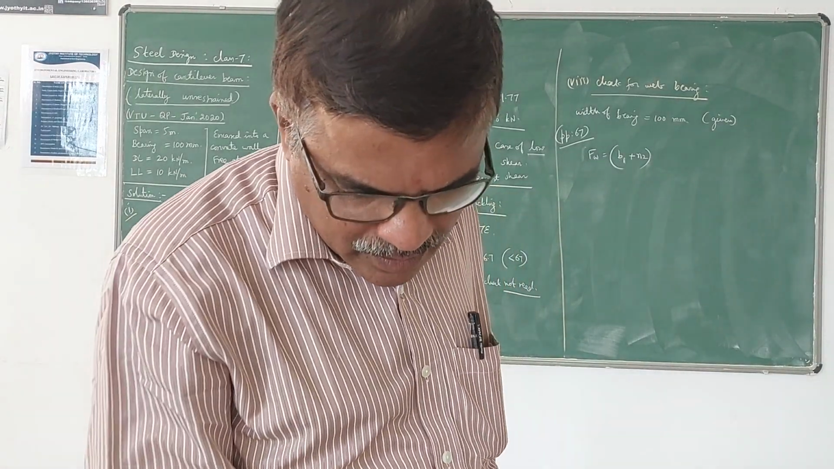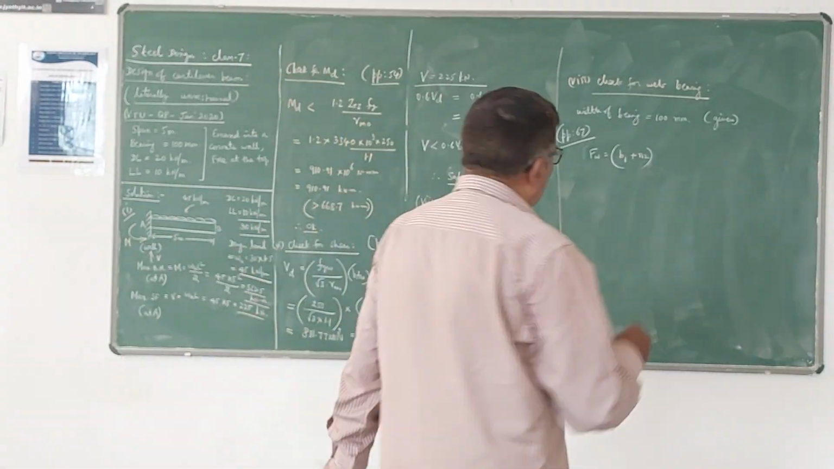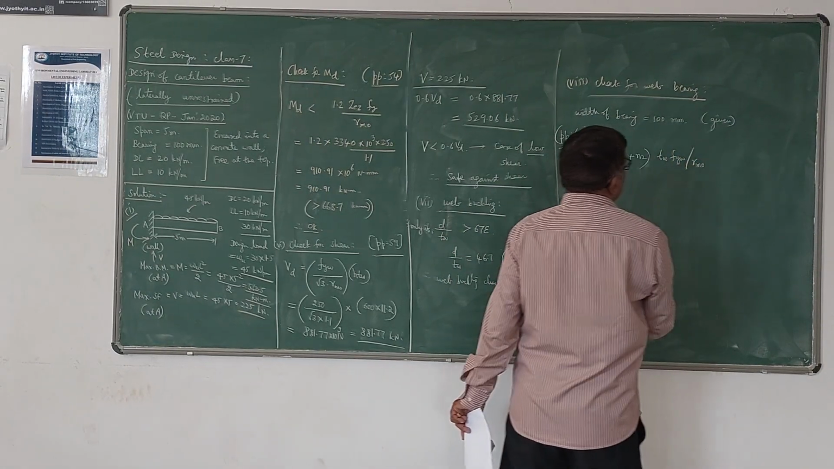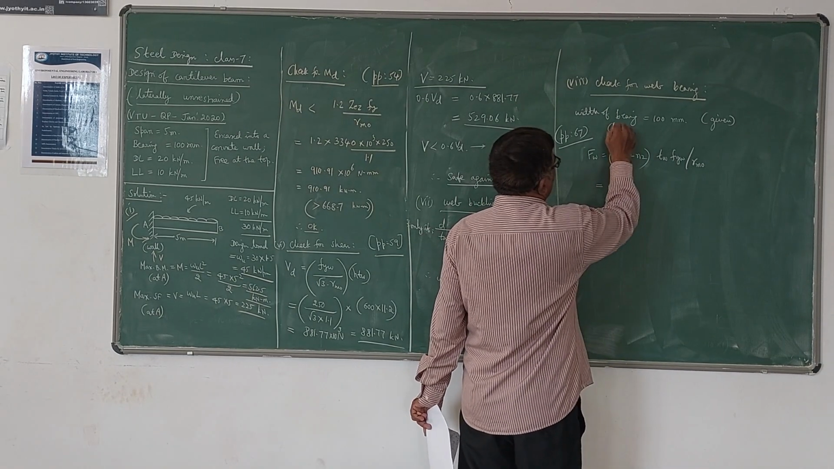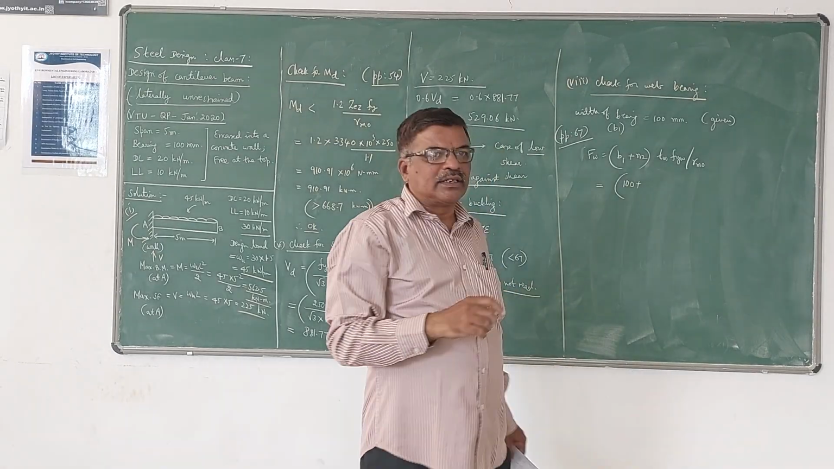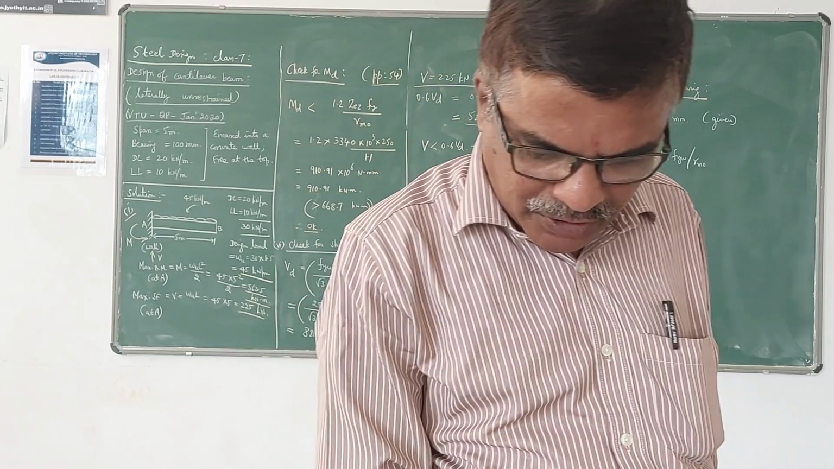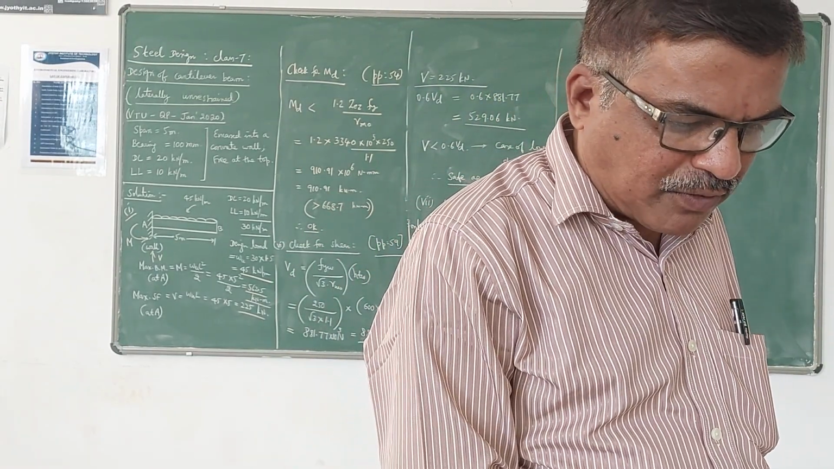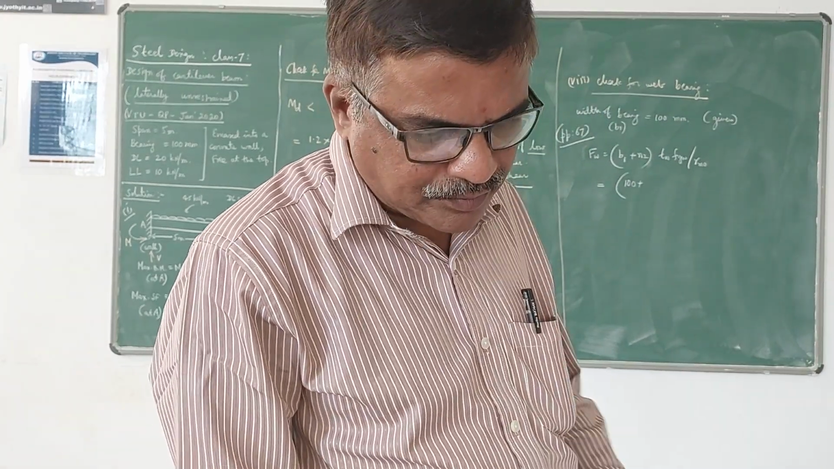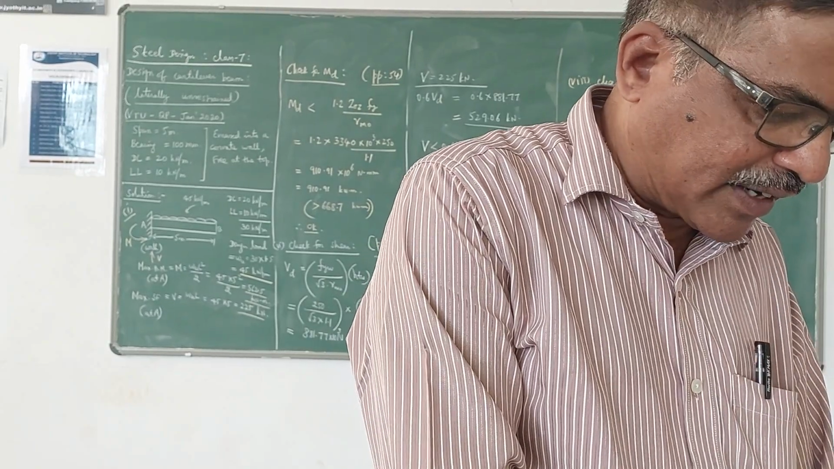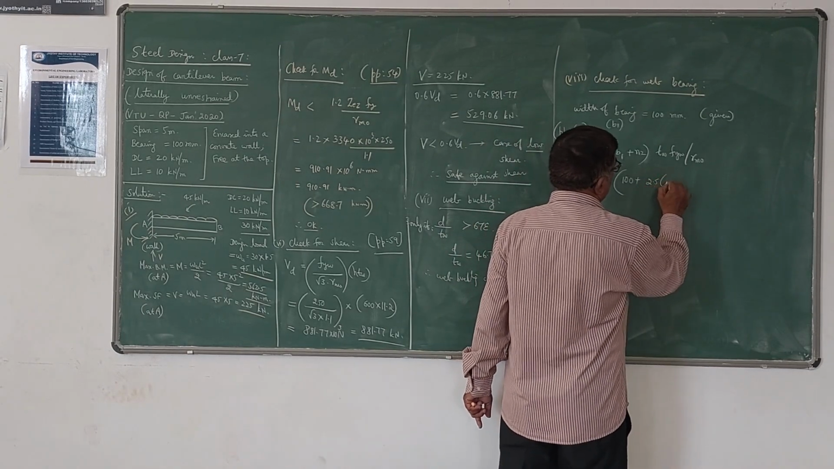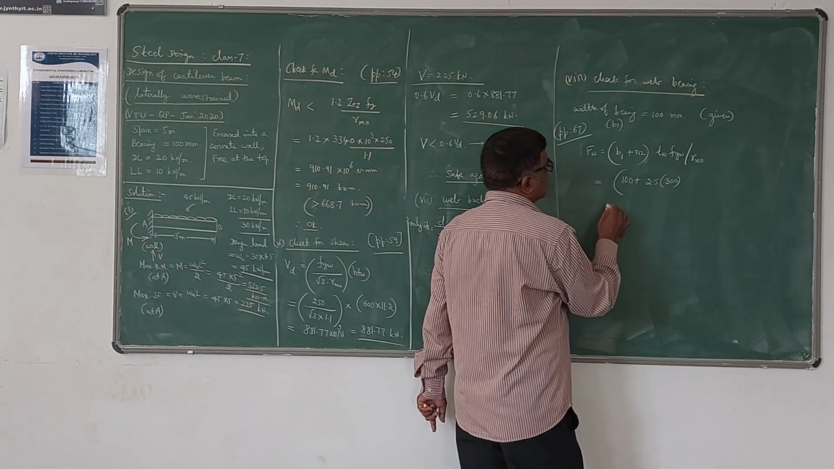Fw is equal to (b1 plus n2) into tw fyw by gamma m0. You need not remember any formula, everything is available in the code. So this is the formula. b1 is the width of bearing given. If it is not given, you can assume 100 mm. Plus n2 is nothing but the dispersion width, which you normally take as 2.5 times half of the depth. So 2.5 times 300. So that is the dispersion width.